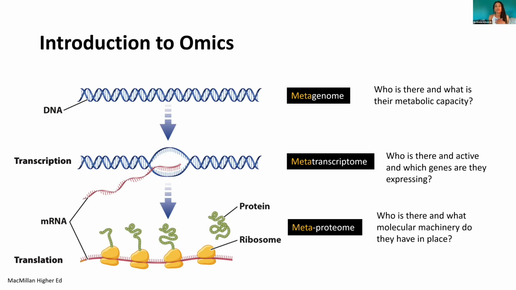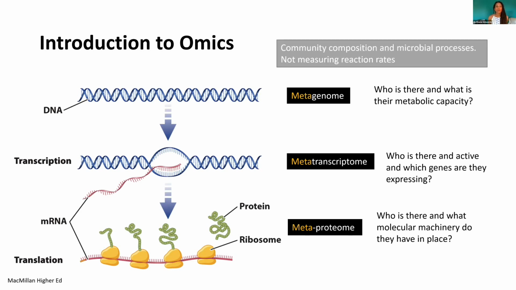We could also quantify and break apart proteins to figure out what their sequence of amino acids is. And that would allow us to say who's there, and also what molecular machinery, what proteins they have in place. These three omes are great for looking at community composition and general microbial processes, but we're not actually measuring metabolic rates or reaction rates by looking at these.